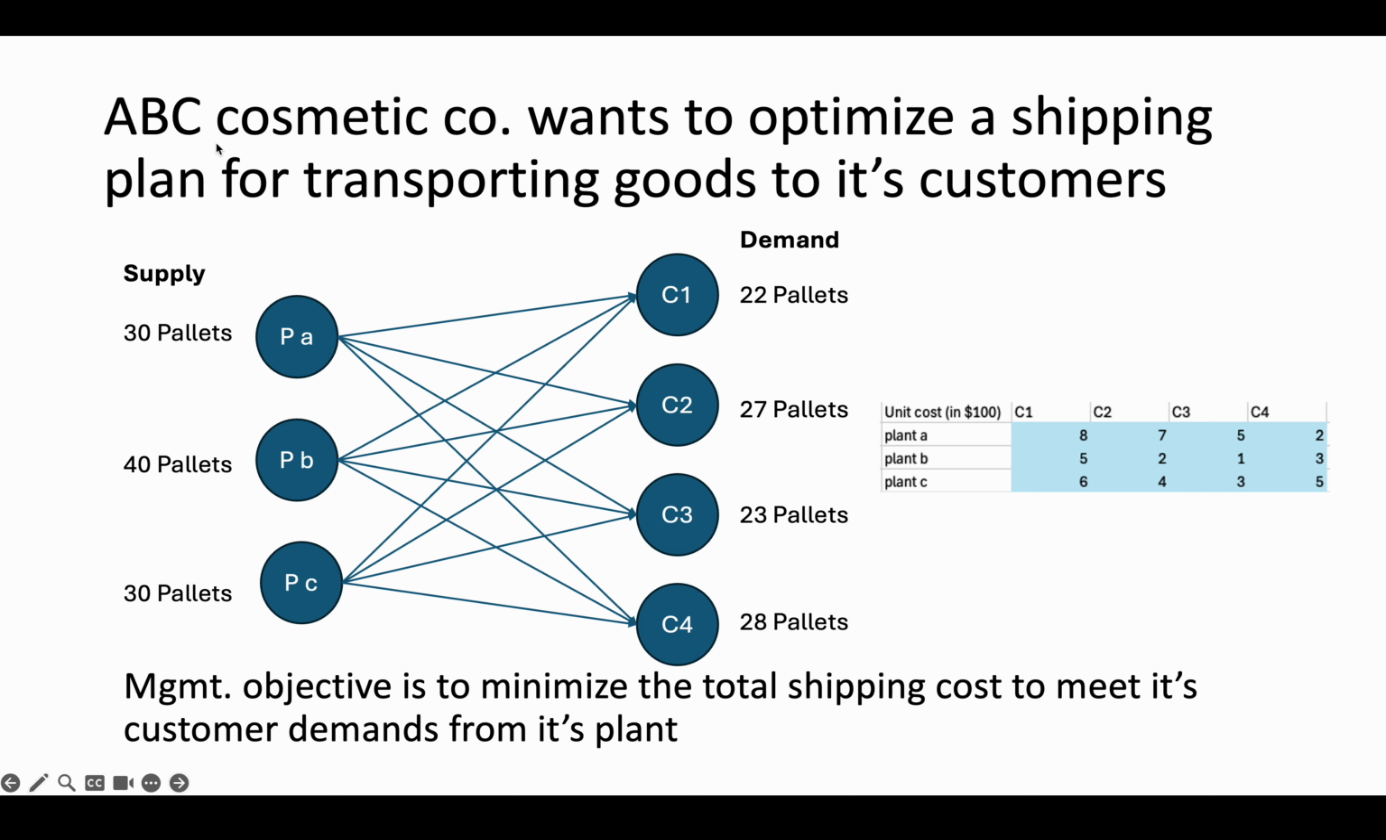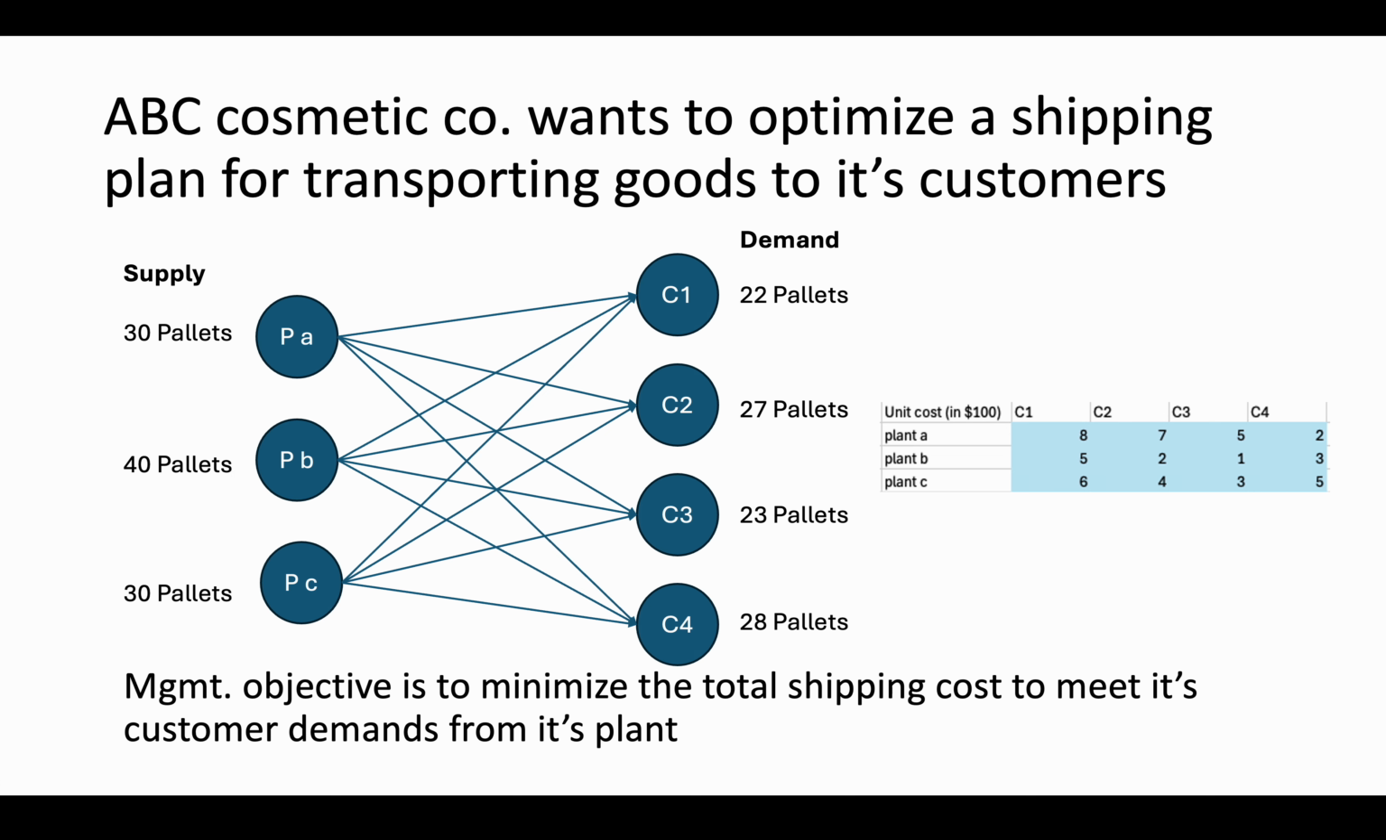ABC Cosmetic Company produces various types of its products at its three plants A, B and C. It packs and ships its products in pallets. Plant A and C can supply 30 pallets each month. Plant B can supply a maximum of 40 pallets in a month.